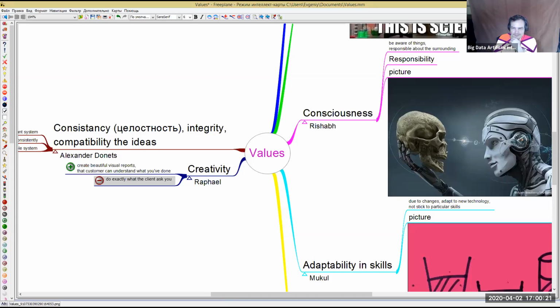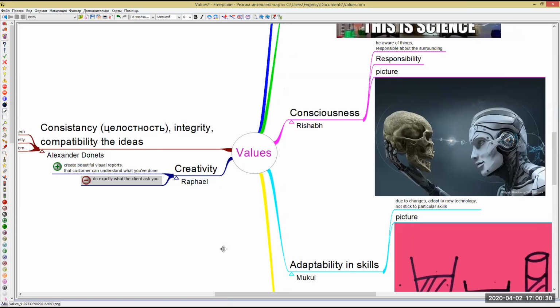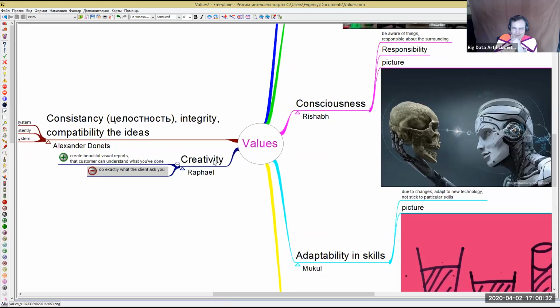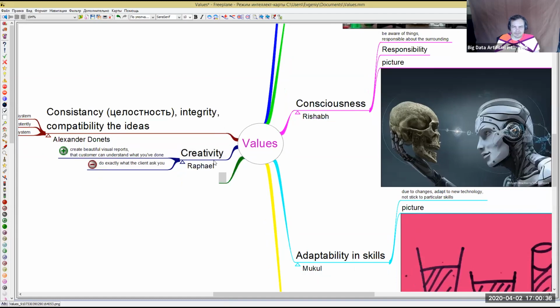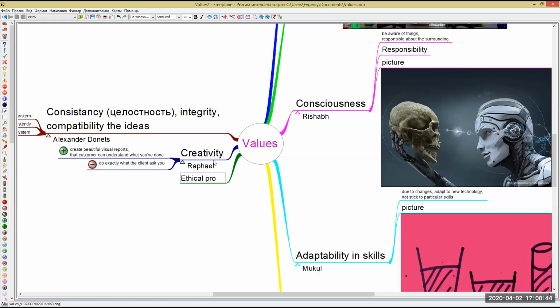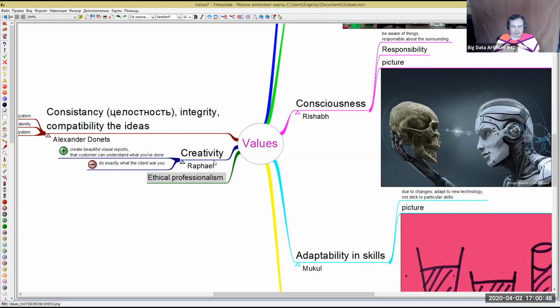Munyaraji? I have another value, so I will speak after Raphael. Okay. I will add ethical professionalism. Ethical professionalism. Yeah. What's it?